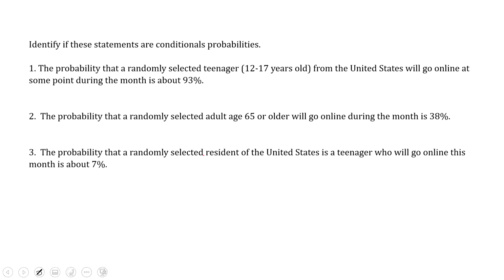All right, so in the first one, the probability that a randomly selected teenager from the United States will go online at some point during the month is 93%. Probably a little low percentage-wise, but yes, what we're looking at. This is a conditional probability. I think I got it right. Yep, we got it right. So this is yes. It's conditional because it's a randomly selected teenager. We're just looking at the teenagers in the United States, not everybody. And then we're trying to figure out are they going to go online or not.